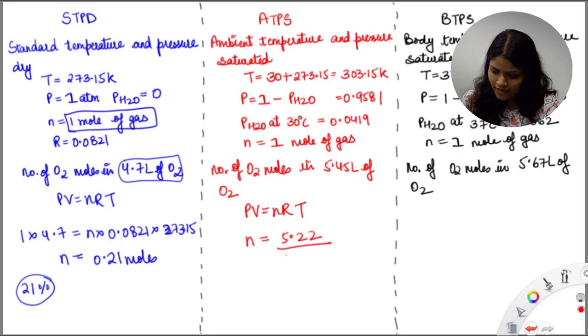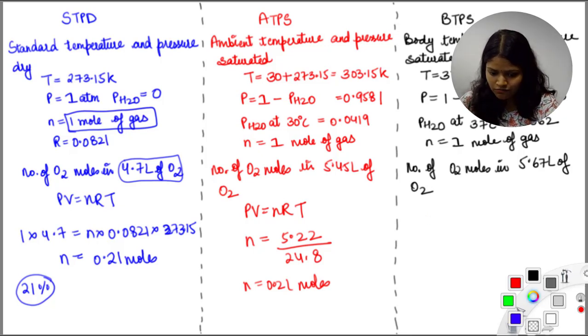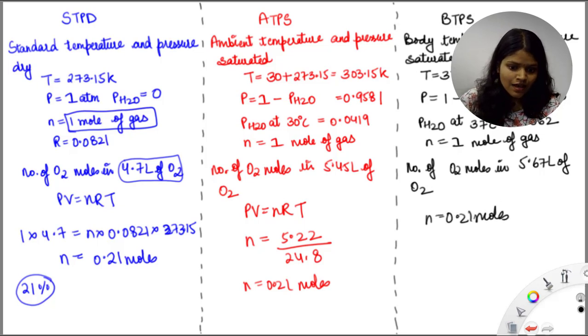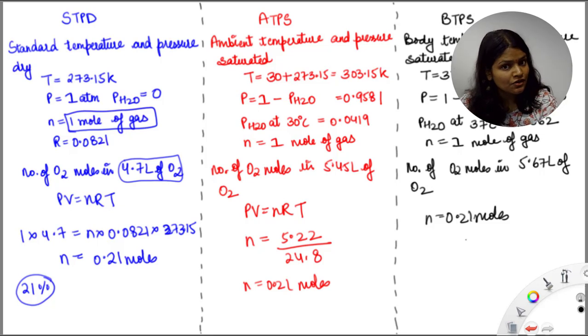So if you calculate this, you will get n equal to 0.21 moles. So you get the same thing out of it. And here also, to save time, I am writing it directly: you will get 0.21 moles. You can pause the video, put these things in the formula PV = nRT, and you will get the same number of moles of oxygen in all these three conditions, even though the volume was different.